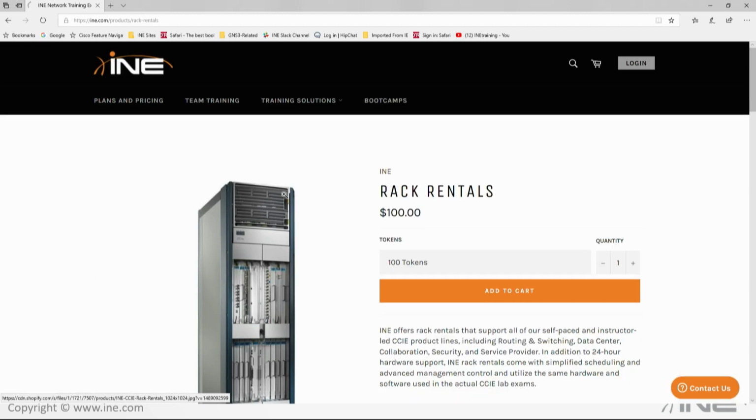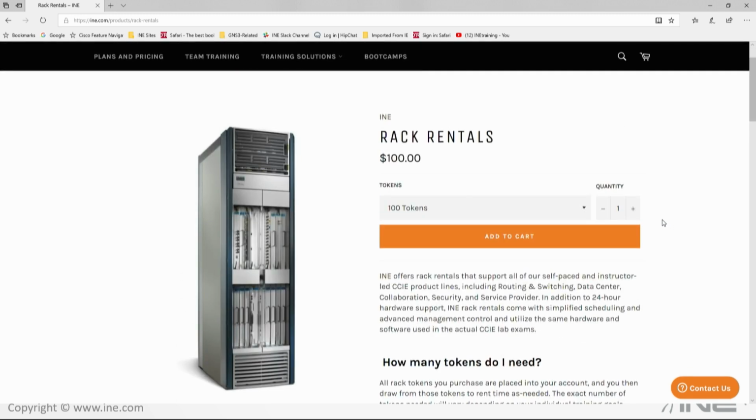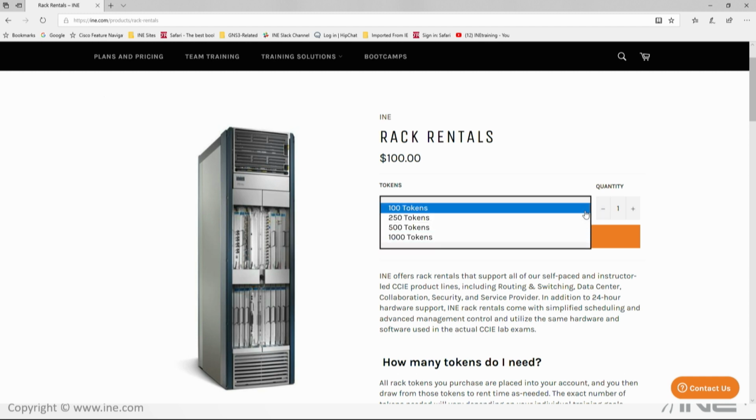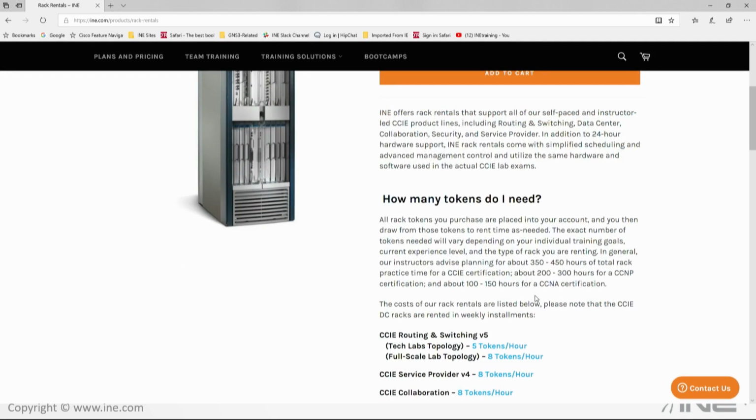So when you click on rack rentals, you'll see that the first step is purchasing something called rack rental tokens. And we have sales on tokens all the time. But this is the current list price on tokens. The minimum quantity of tokens you can get is 100, which would be $100. 1 token equals $1, and you can go up from there. But believe me, we have sales all the time on tokens. It wouldn't surprise me if in the next week or 2 or 3, we have some sales on that.